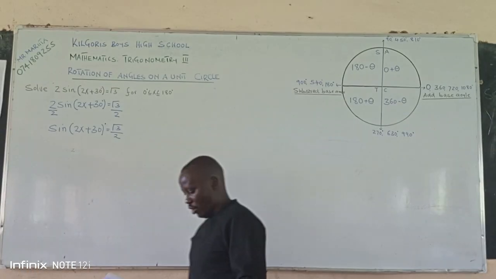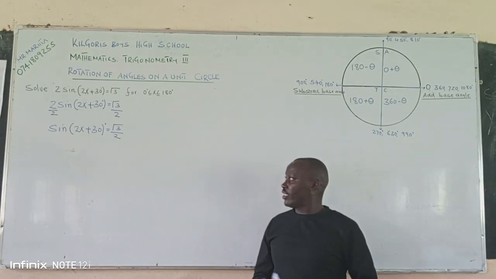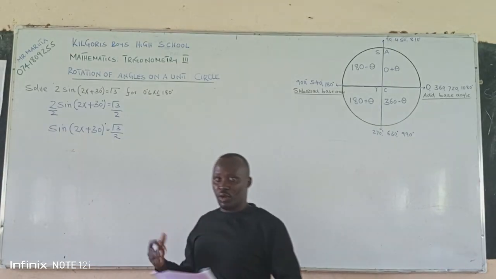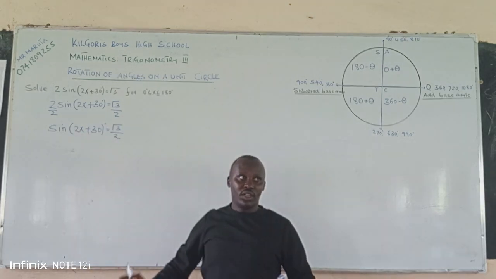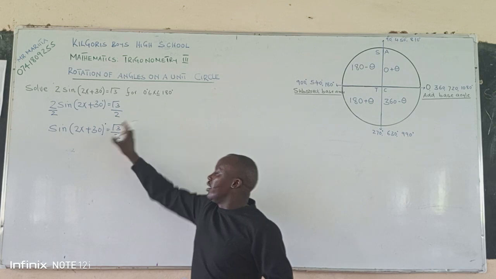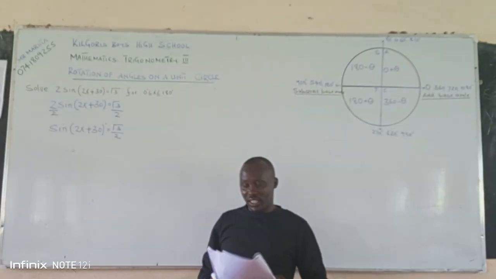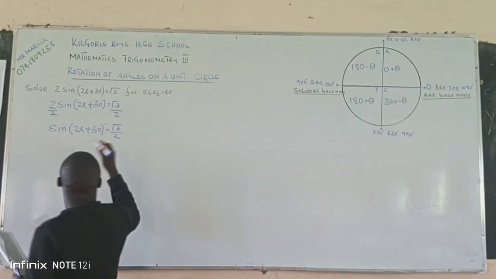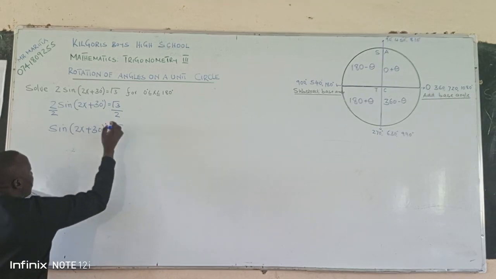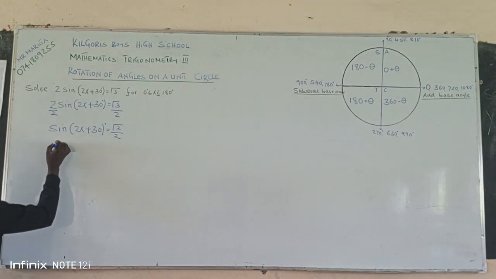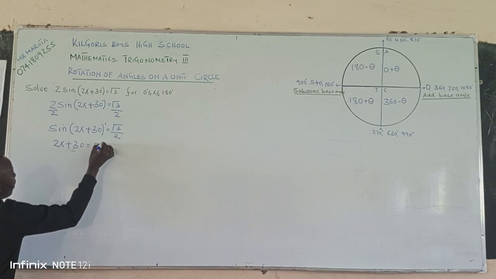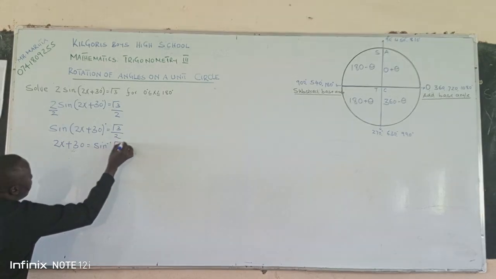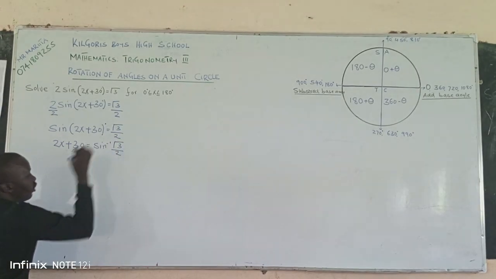So from here, you carry out the sine inverse of root 3 over 2. So you are supposed to carry the sine inverse here. So we have 2x plus 30 degrees is equal to the sine inverse of root 3 over 2.